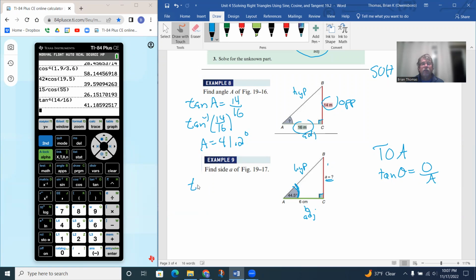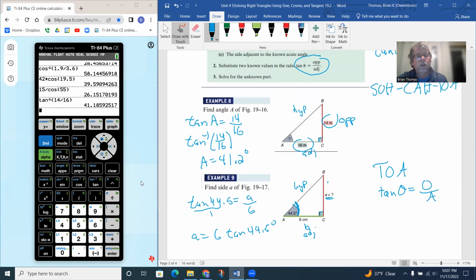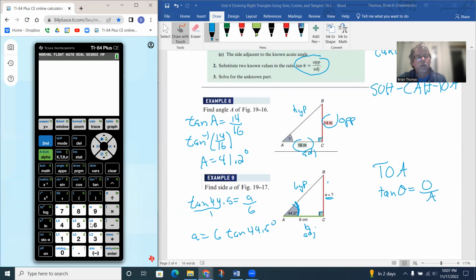So again, they gave us the angle, so the tangent of 44.5 degrees is going to equal this A over the 6. So we pick up on it, this is going to be A equals 6 times, because remember this is going to be over 1. So this is going to be 6 times the tangent of 44.5 degrees. So let's go ahead and clear all this off and get a fresh screen. 6 times the tangent of 44.5, because our mode is already in degrees. So that gives us A is going to be about 6.